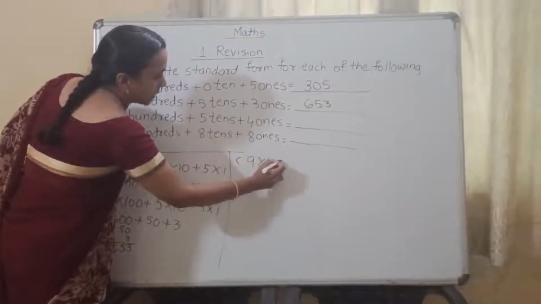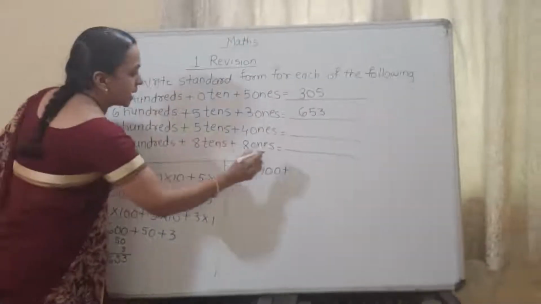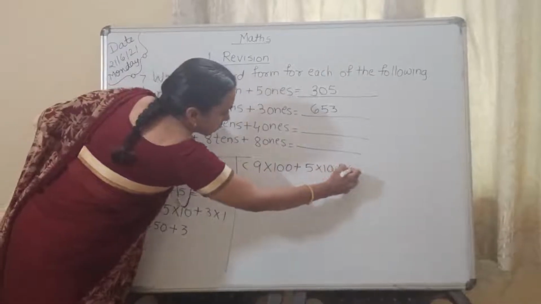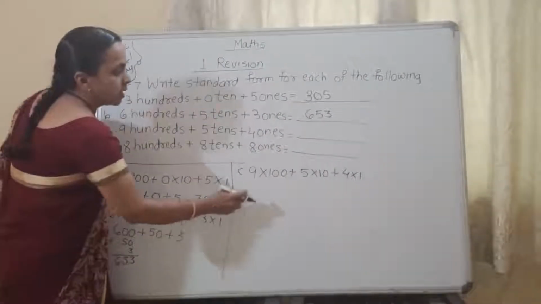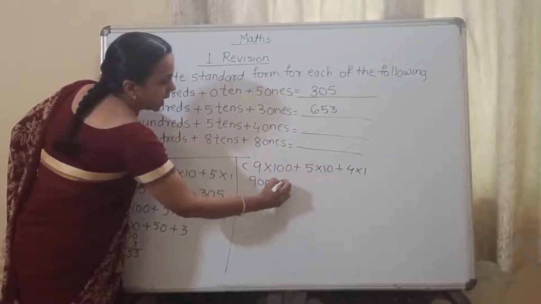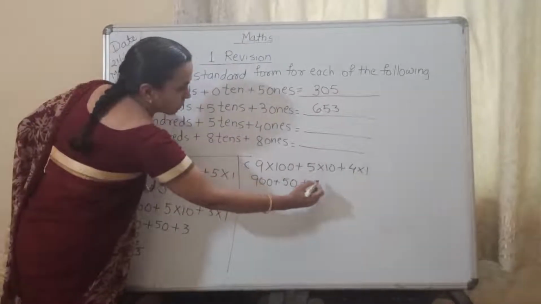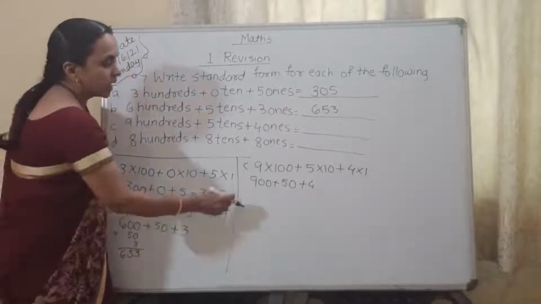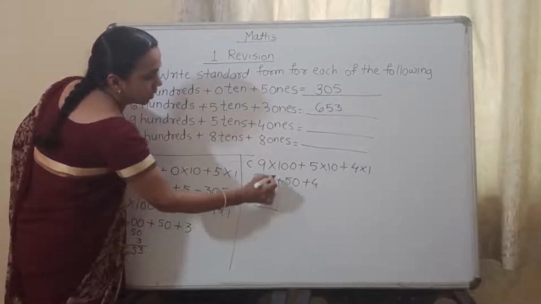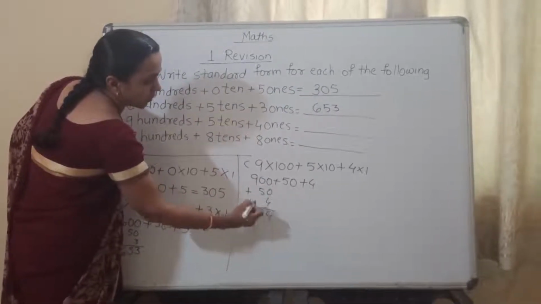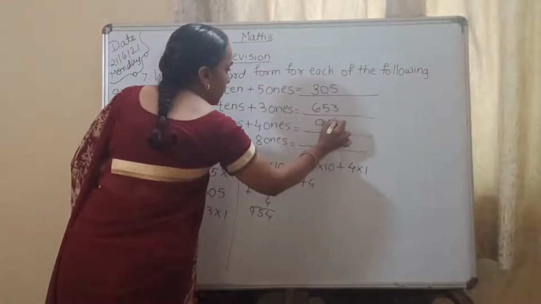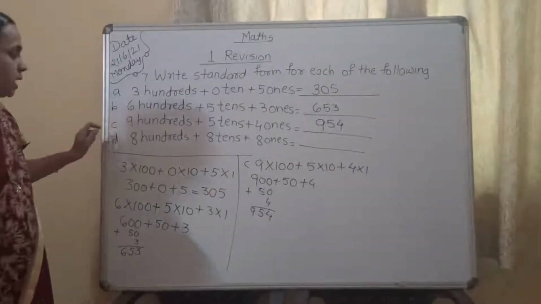Now see the next example. 9 hundreds: 9 multiplied by 100, plus 5 tens, 5 multiplied by 10, plus 4 ones, 4 multiplied by 1. 100 multiplied by 9, 900, plus 10 multiplied by 5, 10 5s are 50, plus 4 multiplied by 1, 4. Okay, 900 plus 50 plus 4. We can write here also addition. 4 plus 0, 4. 5 plus 0, 5. 9 as it is. So what is our answer? 954.